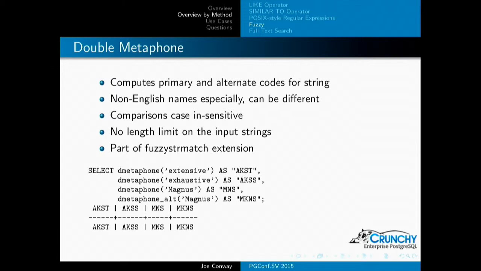There's another one called double Metaphone. That actually comes with 2 different algorithms for calculating the output string. The code in this case is always going to be 4 characters. Those two algorithms can produce different results, particularly for non-English names. This one is also case insensitive, but there's no length limit, or effectively whatever the length limit in Postgres is, which is 1 gigabyte in size. So those same strings, extensive and exhaustive, you can see they come up with slightly different codes. And if I take Magnus and compute his name the two different ways, you'll see it also gives me a different code.